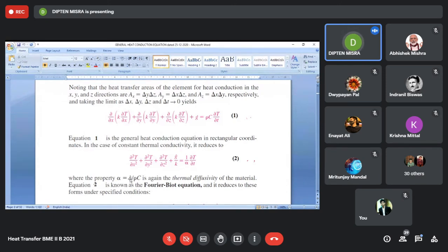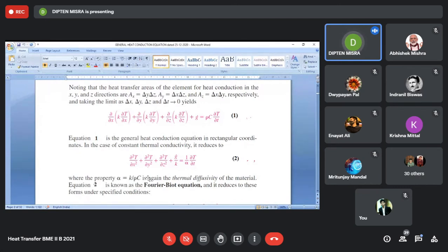The unit of alpha will be equal to, what is the unit of this? Watt per meter Kelvin. And what is the unit of this? This is kg per meter cube, and this is kilojoule per kg Kelvin. So kg and kg will cancel. It will be kilojoule per meter cube Kelvin, and it is watt per meter Kelvin. That watt per meter Kelvin means joule per second meter Kelvin. So this has a unit of joule per second meter Kelvin, and this has a unit of joule per meter cube Kelvin.